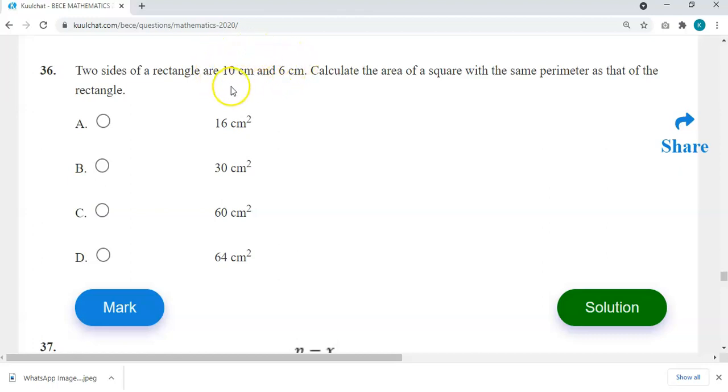So the perimeter of the rectangle is 32, and we are told that the square has the same perimeter. The square has all four sides equal. So when you add each of the sides of the square, you are supposed to get the 32, the perimeter of the rectangle. Since the square has the same size sides, like L, all four sides are equal.